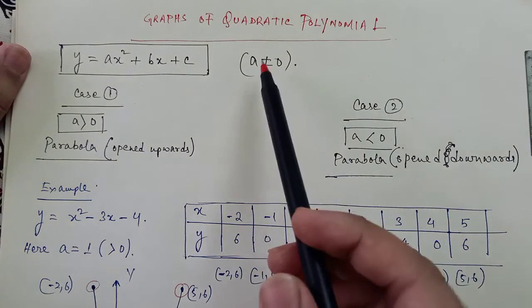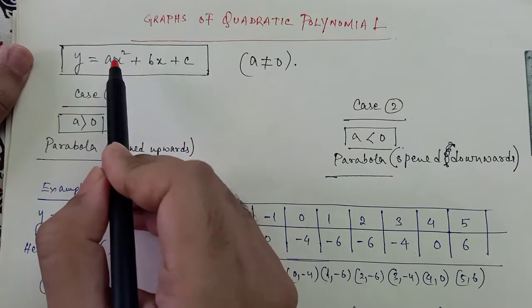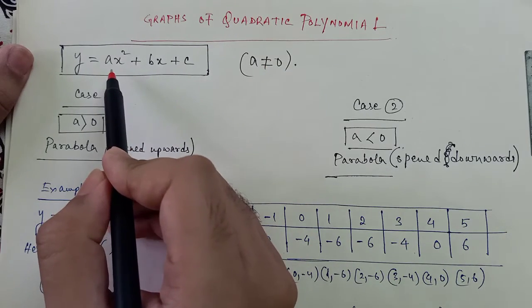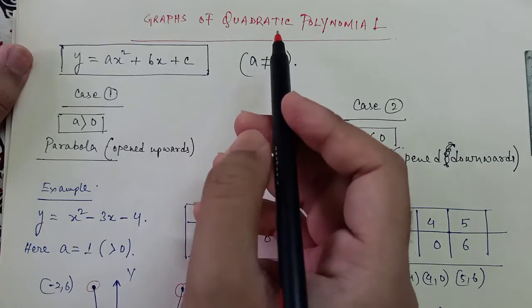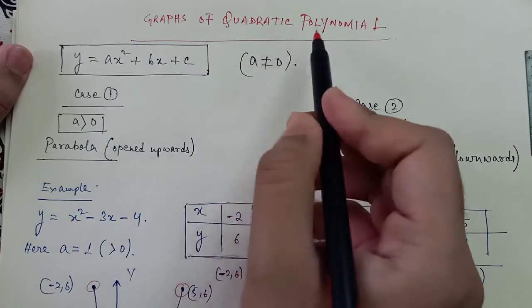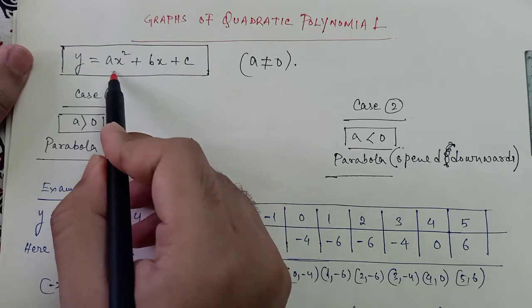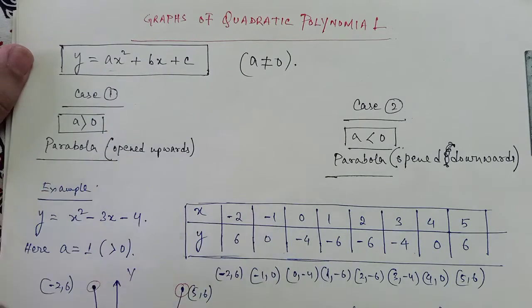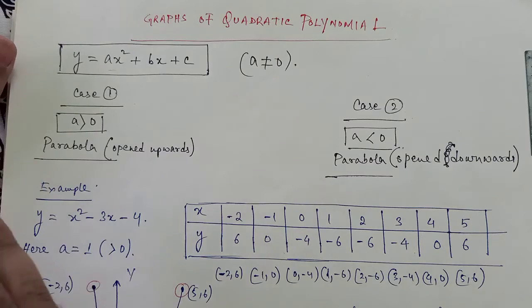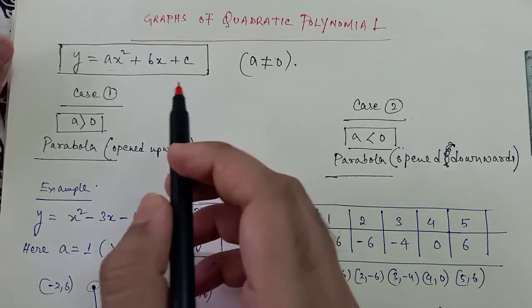Why so? Because if a becomes 0, then this term will become 0, and then there will be no point of a quadratic polynomial, right? Because the quadratic nature is determined by the degree, which is the highest power, and in this case this is 2. So this term cannot be 0. Okay, so a is not equal to 0.